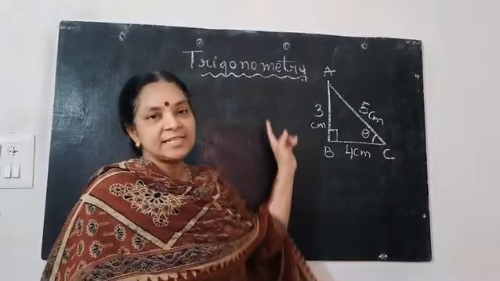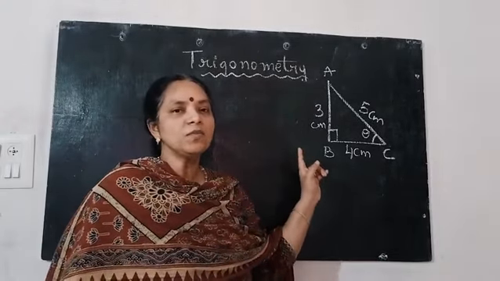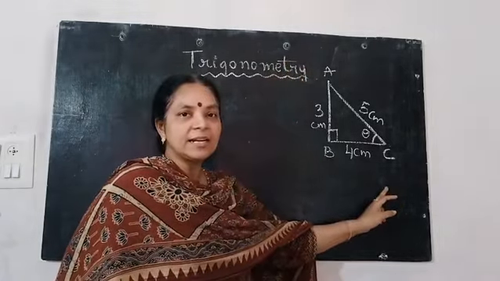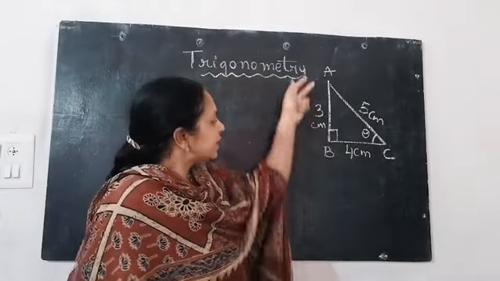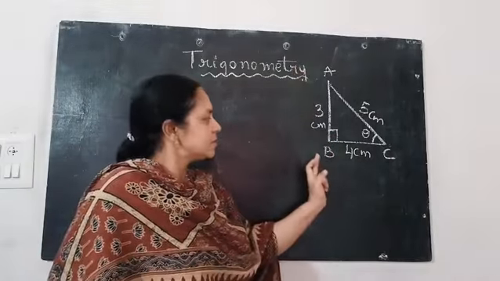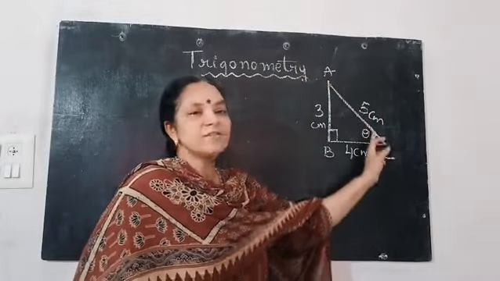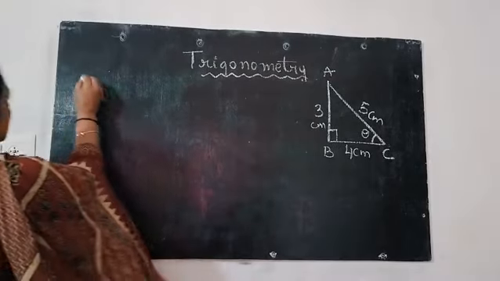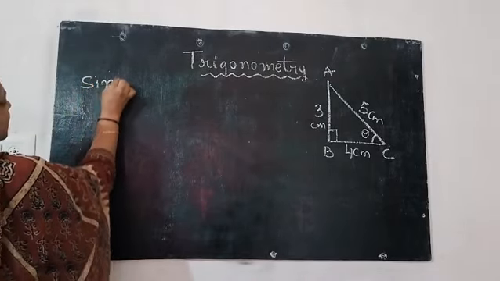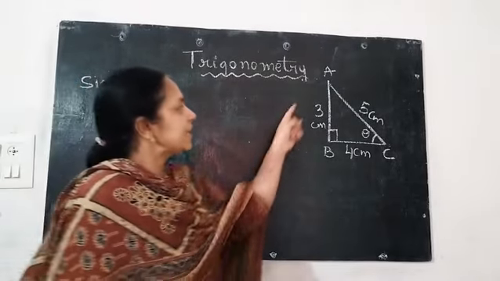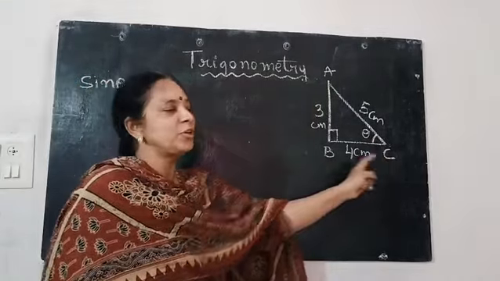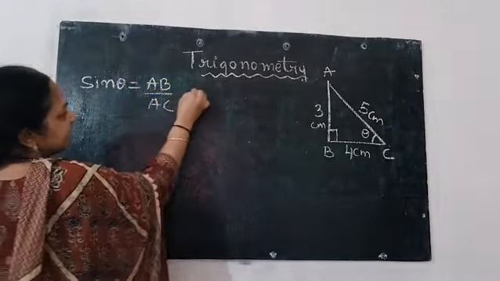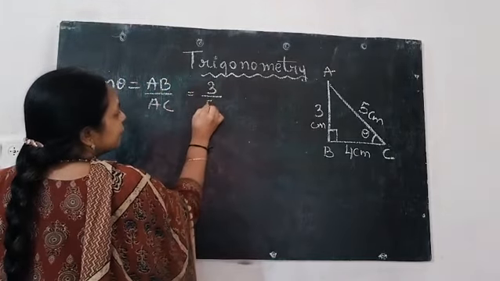Let us take one example and find the values of all the ratios. Let this triangle ABC be a right angle triangle, right angled at B, with AB 3 centimeters, BC 4 centimeters and AC 5 centimeters. Let us find the values of all the ratios. Sin theta is opposite by hypotenuse, that is AB by AC, which is 3 by 5.